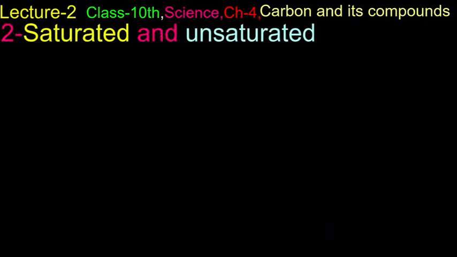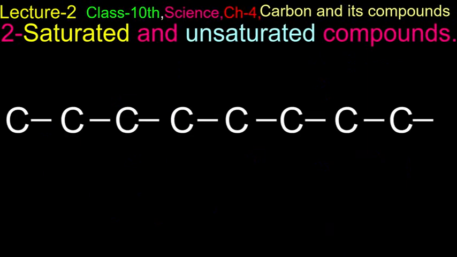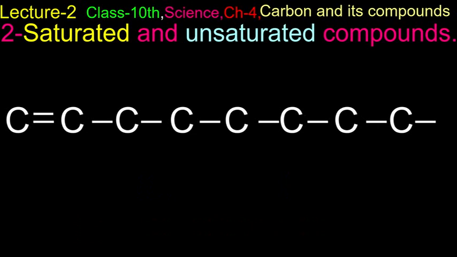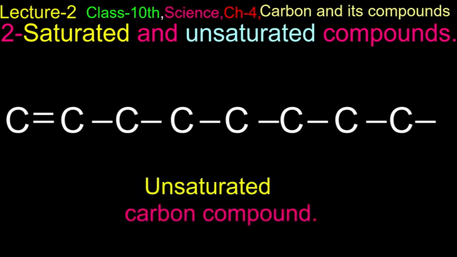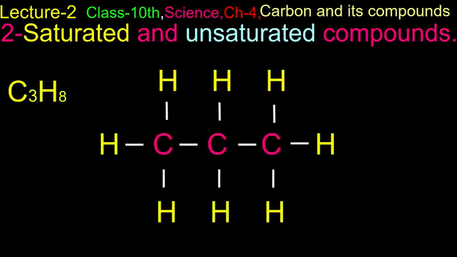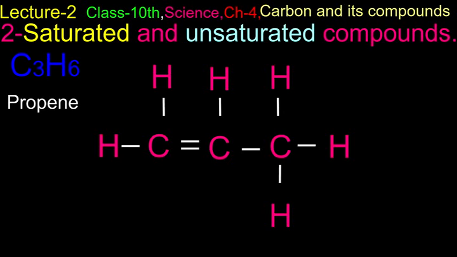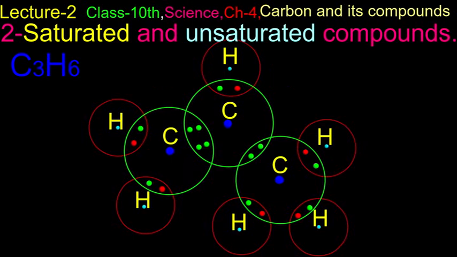Next, I discuss saturated and unsaturated carbon compounds. In carbon compounds, if all carbon-carbon bonds are single, then the compound is saturated one. If any carbon-carbon bond is double or triple, then that compound is unsaturated. For example, C3H8. You see here the structure. Here all carbon-carbon bonds are single. Therefore, it is a saturated hydrocarbon. But in C3H6, you see the structure CH2, CH and CH3. Here, one carbon-carbon bond is double. This is the electron dot structure of these compounds.